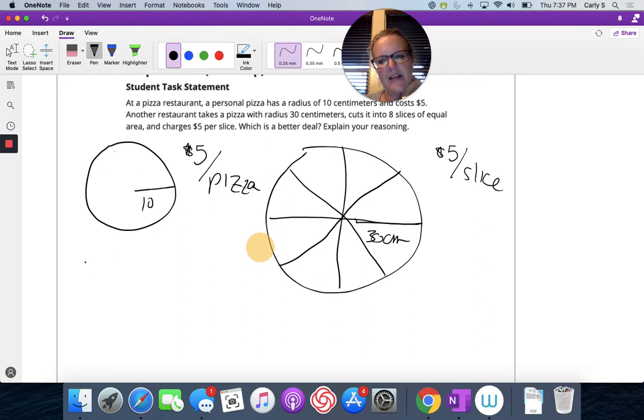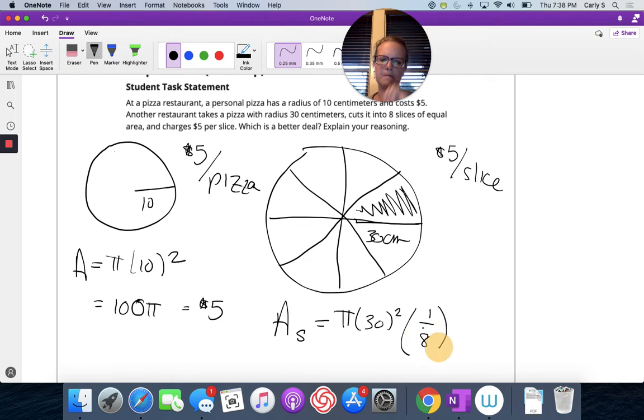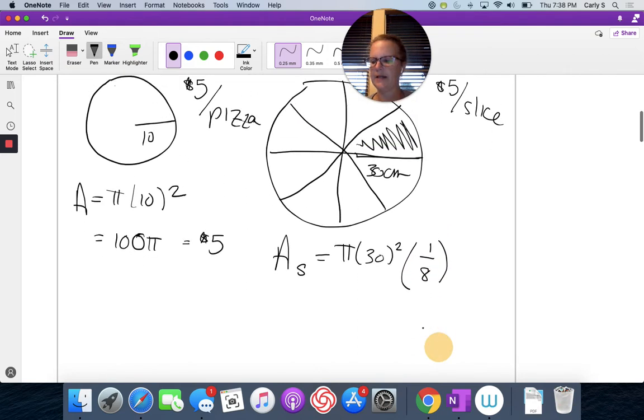So we could talk about the area. Pi r squared. This would be maybe the area of a slice. So the area of the sector, we would call it, is pi r squared times 1/8. I think I can just do 1/8 of the pizza. So what would this be?